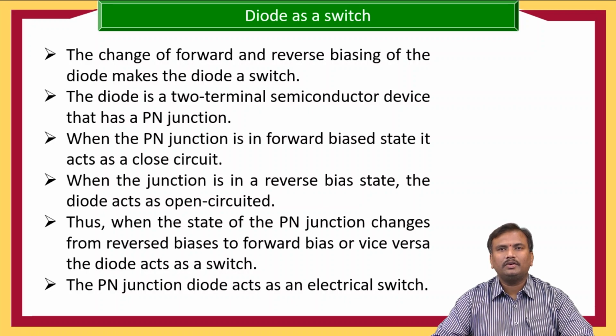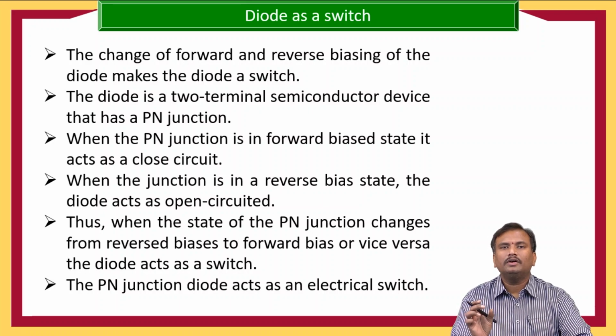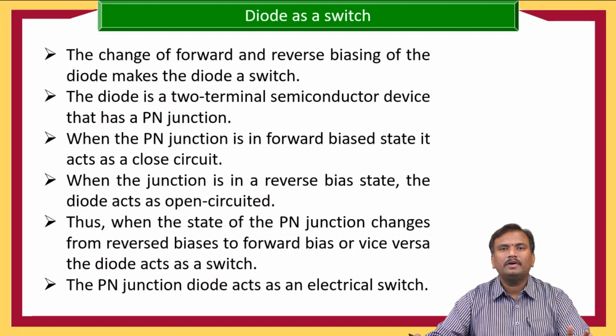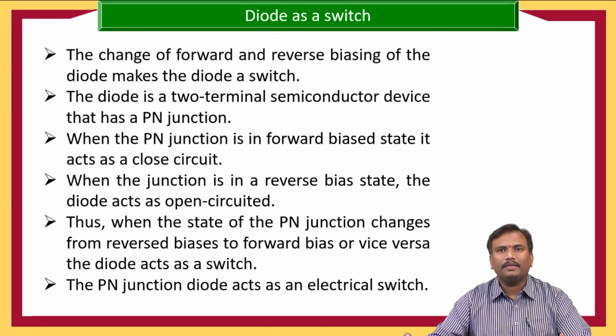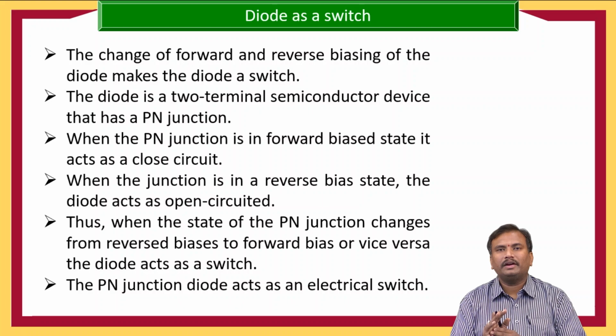The diode is a two-terminal semiconductor device which has a PN junction. When the PN junction is forward biased, then it acts like a closed circuit. Forward bias means there is conduction from anode to cathode. When the conduction is there, it acts like a short circuit. So it is operating like a switch under on condition.